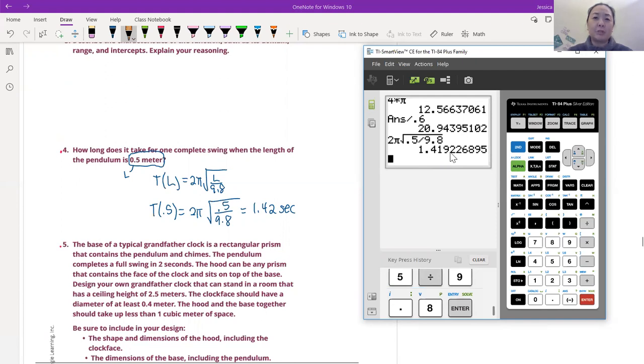All right, and so you get 1.419. We'll just round it to 1.42. So that would take 1.42 seconds to go forward and back. Okay, so I mean it's pretty short. It's only half a meter, so it shouldn't take too long, like 1.5 seconds, right?